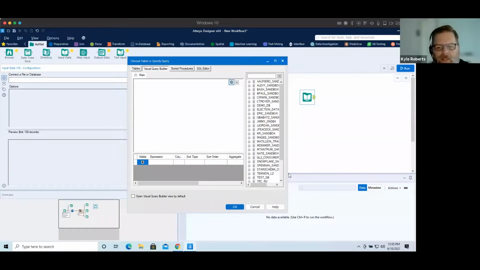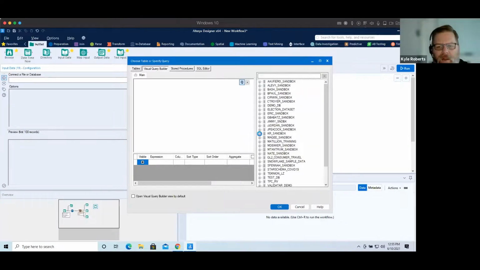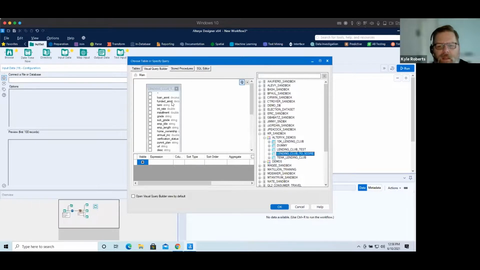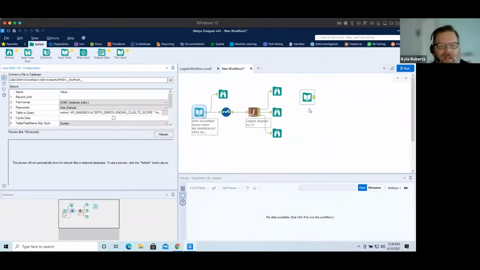All right. So now we want to go back into that same area. And in there, inside of Alteryx demos, I have another data set. That is lending club to score. So I'm going to double click on that, and that will bring that over, and I'll select that star, which is getting everybody. Go ahead and hit OK. All right, now that data set is in there. And now what I want to do is, and we can even see on this if you want.